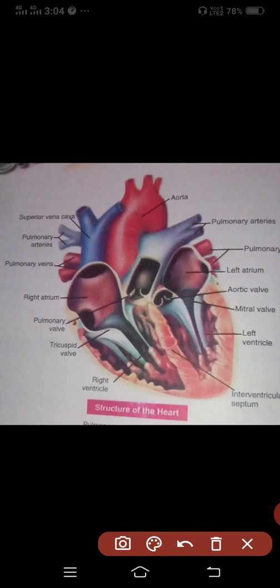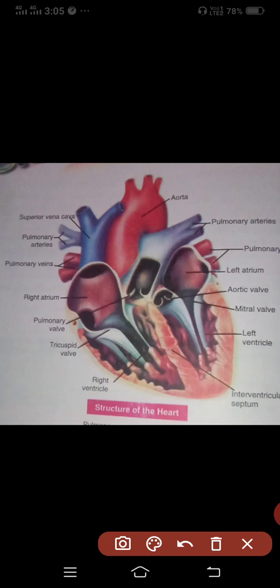It is the tricuspid valve. This is the tricuspid valve, and it is situated between the right auricle and the right ventricle. This right atrioventricular valve is found in between. It allows blood from the right auricle to the right ventricle only. So it is the right atrioventricular valve.